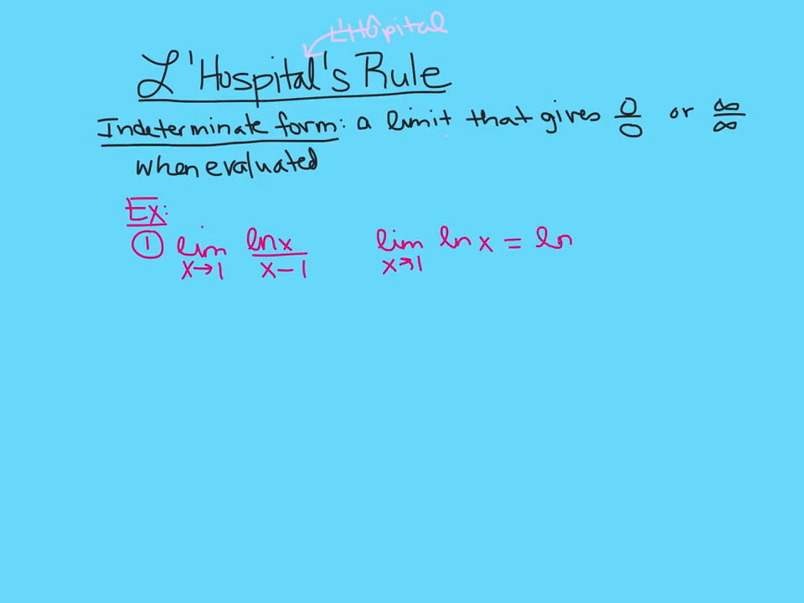So if you evaluate ln of 1, you get 0. If you evaluate x minus 1, you get 0 when you plug in x. So we say this is of the indeterminate form 0 over 0. Now, most people would say, well, why don't I just write it like this, 0 over 0? Sorry, that's really hard to see. I'll write it in black.